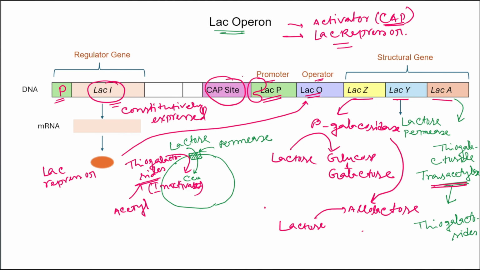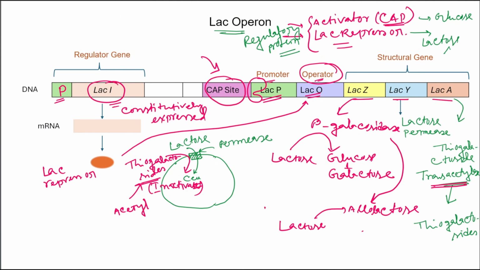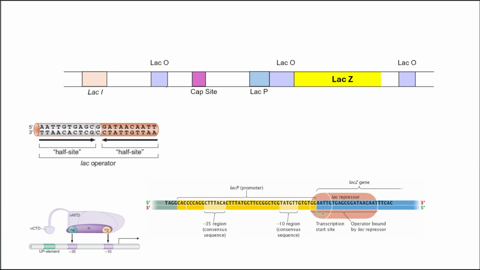Both CAP and lac repressor are DNA binding proteins, and each binds to a specific site on DNA at or near the lac promoter. So CAP binds to the CAP site and lac repressor binds to the operator site. Each of these regulatory proteins responds to one environmental signal and communicates it to the lac genes. CAP mediates the effect of glucose, whereas lac repressor mediates the lactose signal. The site bound by the lac repressor is called the lac operator.